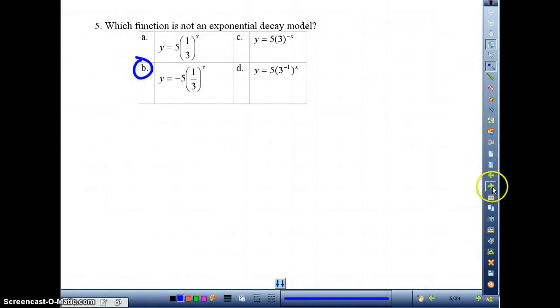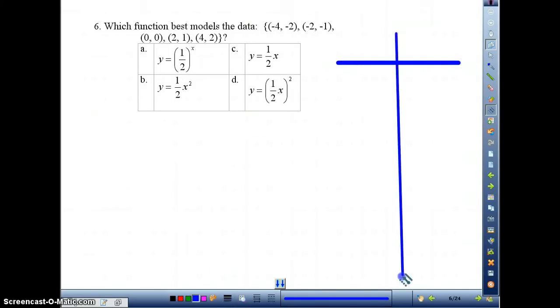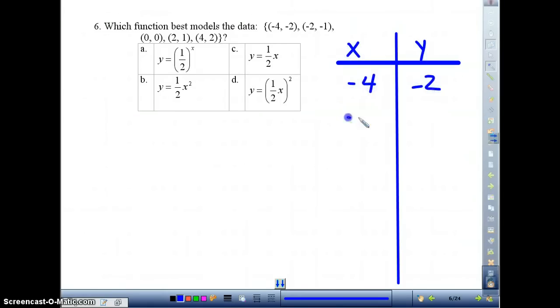All right, moving on. Which function best models the data? Okay, you know what? I really like to have a little table. I'm going to set this up in a table. My x values and my y values, I can just see it better that way. -4, -2, -2, -1, 0, 0, 2, 1, 4, 2. All right, pause the video and take a look at that. See what you think.